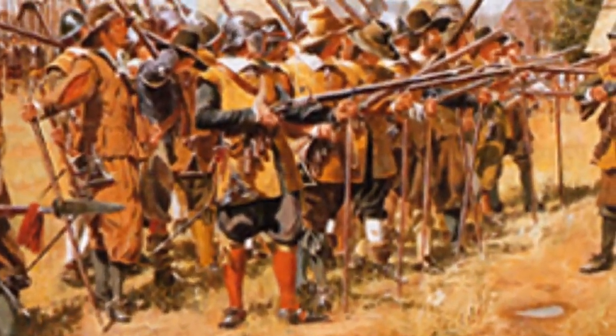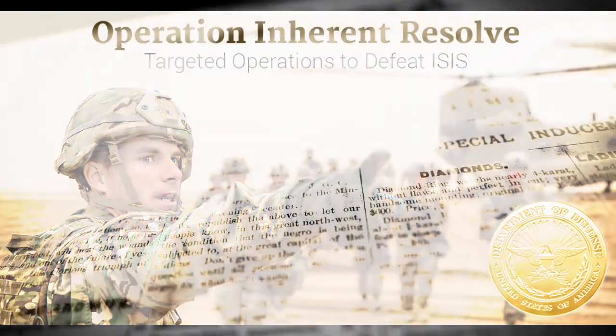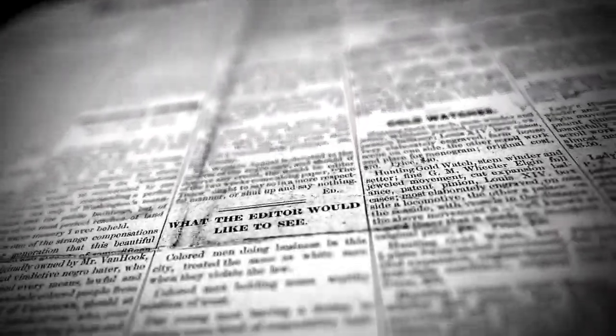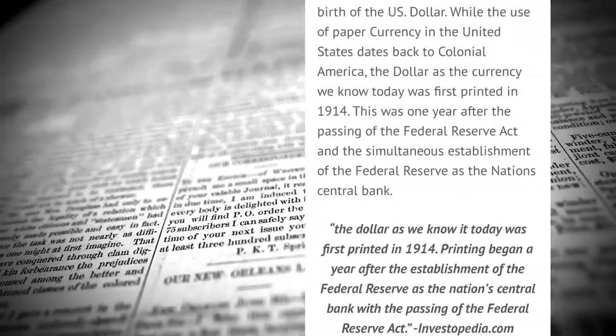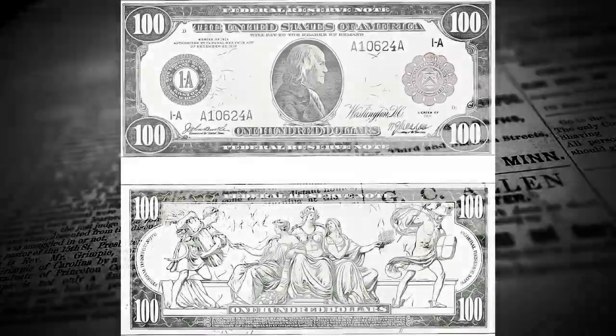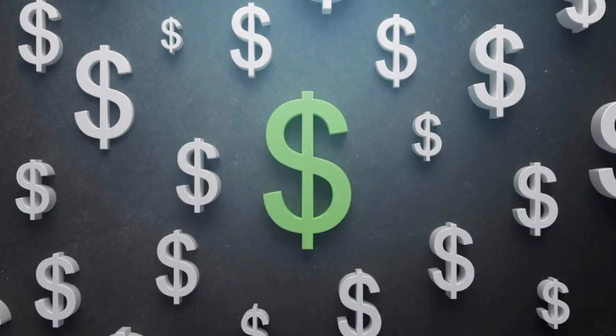The path to this status began as early as colonial times, specifically in 1690, when paper currency was used in the Massachusetts Bay Colony to fund military operations. The official adoption of the dollar sign didn't occur until 1785, inspired by the Spanish-American peso. However, the modern U.S. dollar only emerged in 1914, following the establishment of the Federal Reserve in 1913 through the Federal Reserve Act. This act marked the commencement of centralized printing of U.S. currency, including $10 Federal Reserve notes featuring Andrew Jackson.